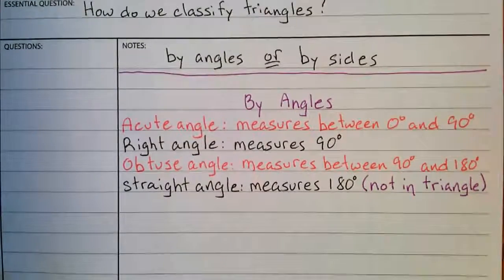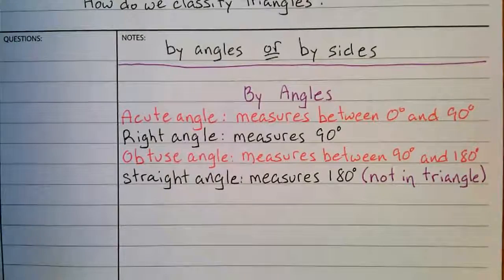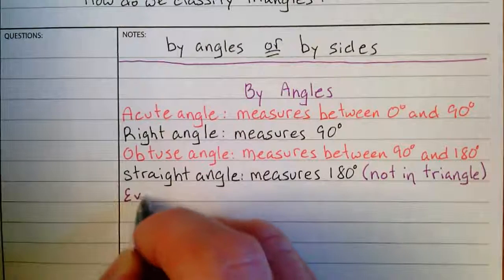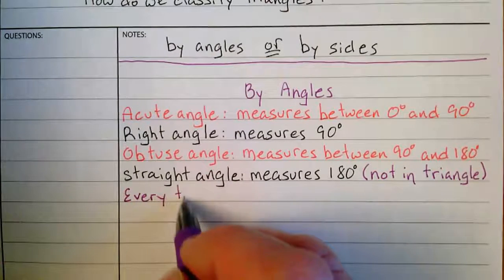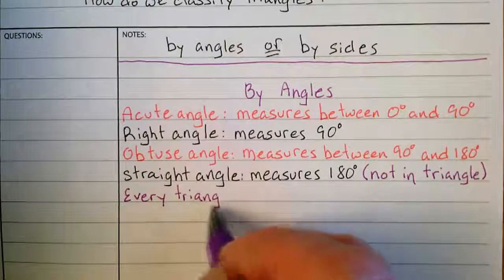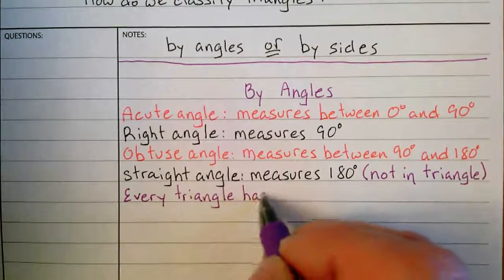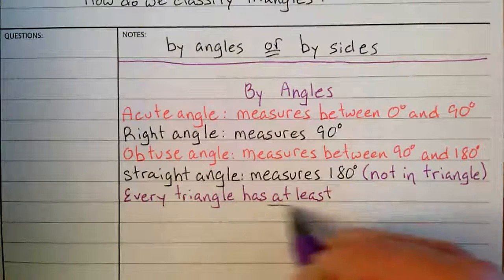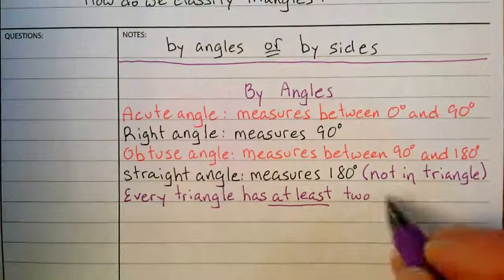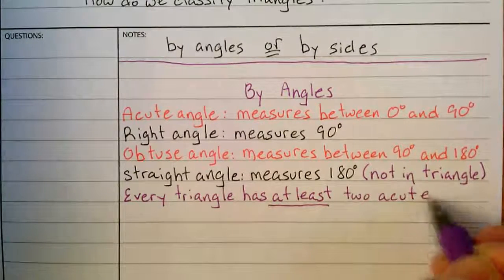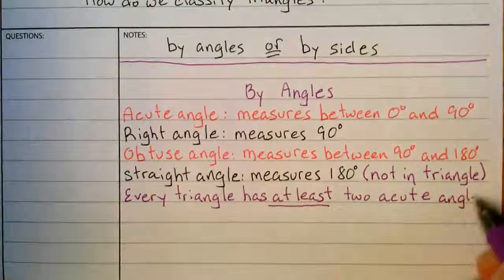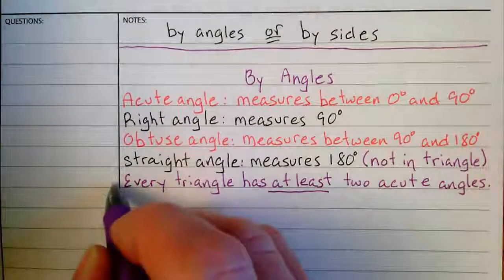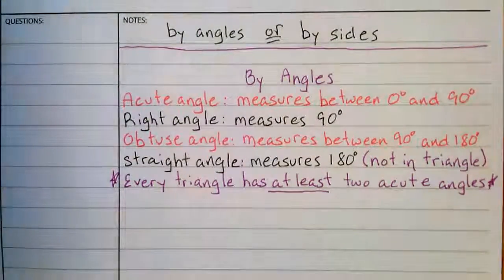So, the note I wanted to make about this is that every triangle has at least two acute angles. And every triangle has at least two acute angles. So star, star.